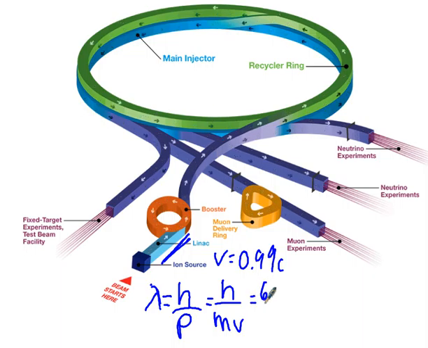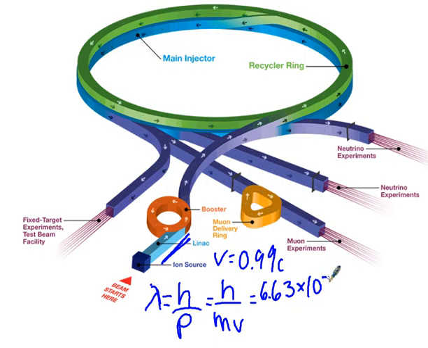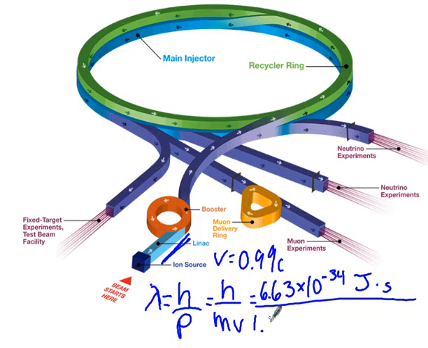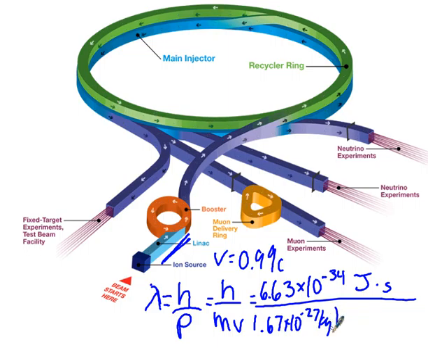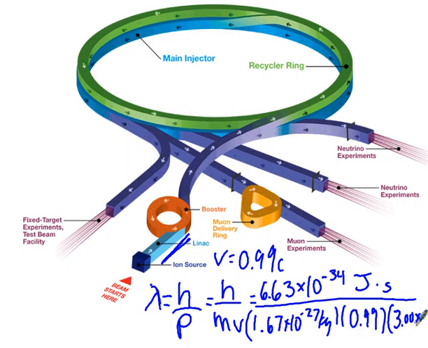I'm going to use the 6.63 value for Planck's constant, because I want to find a wavelength in meters. So it's joules per second. The mass of a proton is 1.67 times 10 to the negative 27 kilograms. And the speed, so the velocity, 0.99 times the speed of light, 3.00 times 10 to the 8 meters per second.